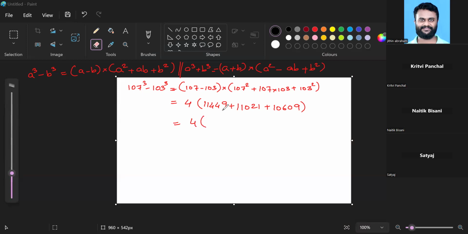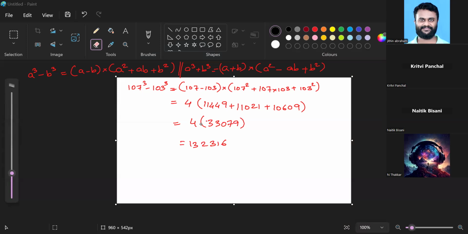Now you can add all of them. It goes as 22,470 when I add the first two, and then I add the next one, which gives 33,079. And then I must multiply this answer with 4. That will give me 132,316. Your answer should be option... What is the answer?